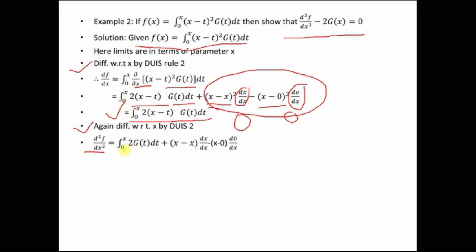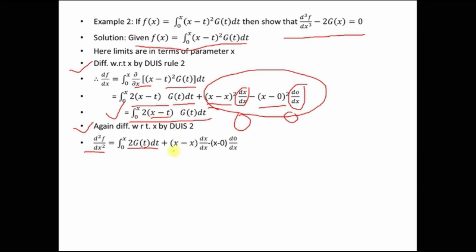Okay, so it will become integral from 0 to x, 2 g of t is our constant. We are going to differentiate this only with respect to x, and the derivative of this with respect to x becomes 1. So it is only 2 times g of t dt. Okay, so again, now in place of t, we are going to replace the upper limit and lower limit. So what will it become?